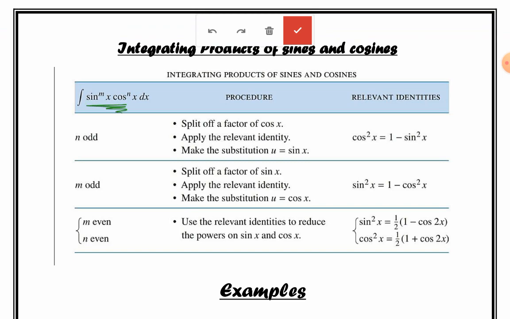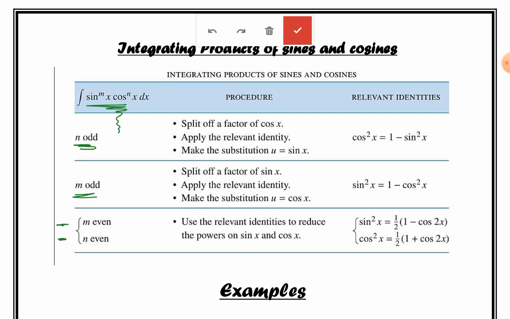to how to deal with this kind of question when we have a product of sine and cosine and each one of them is raised to a power. Here m and n are positive integers, but sometimes n is odd and m is odd, and sometimes either m and n are even.